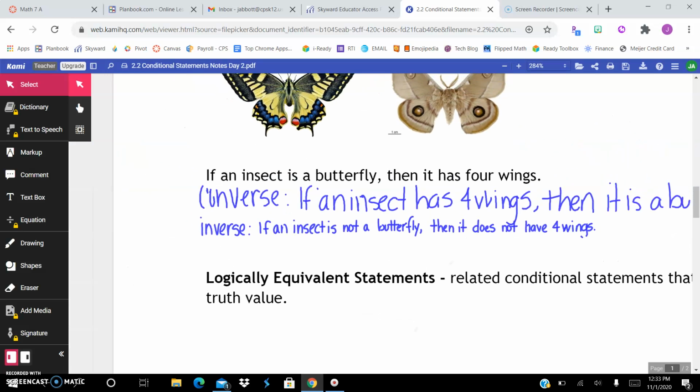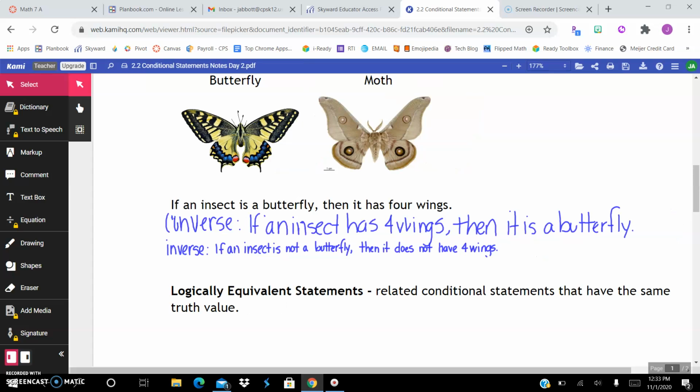So let's look at our pictures. A moth is definitely not a butterfly, but it has 4 wings. So this inverse statement would be false as well.